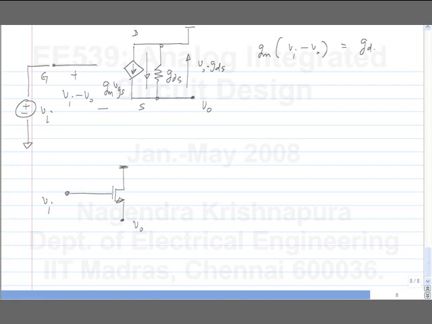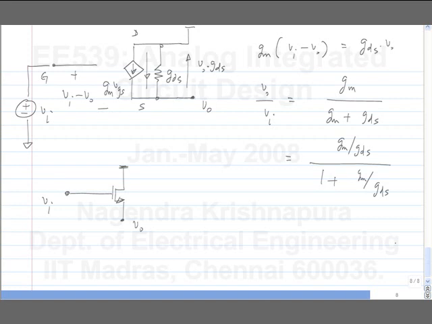Okay. So V0 by Vi turns out to be GM by GM plus GDS, or GM by GDS by 1 plus GM by GDS. You can also observe that the last expression is of the form loop gain by 1 plus loop gain, and in this case we use the common source amplifier as the forward amplifier. So its gain turns out to be the loop gain. So it's GM by GDS by 1 plus GM by GDS.